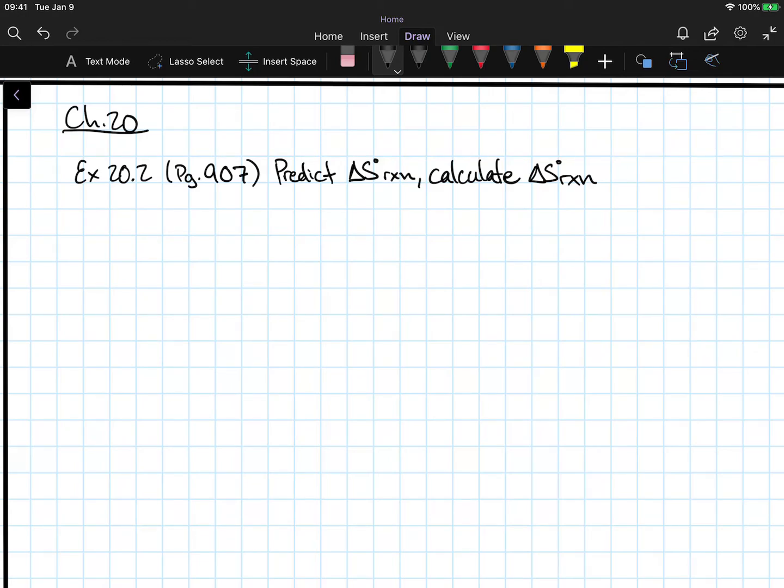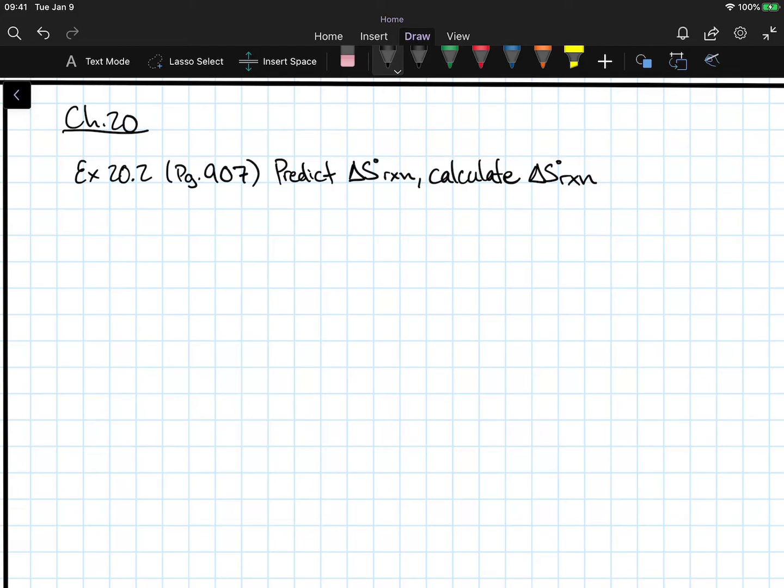Alright, this video is going to be working through practice problem 20.2. This is on page 907 of your textbook. We're going to continue talking about the thermodynamics we've been looking at, and look at predicting the standard entropy change for a reaction, that's delta S naught of reaction, and then calculating what that actually is using some data values from the appendix of the textbook.